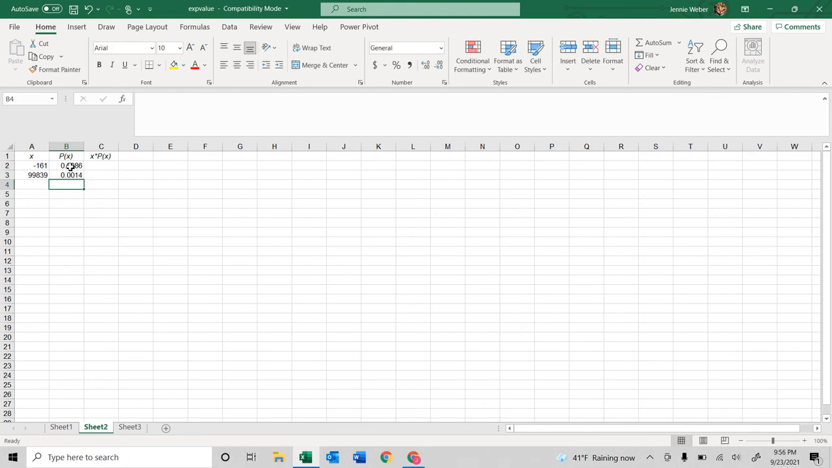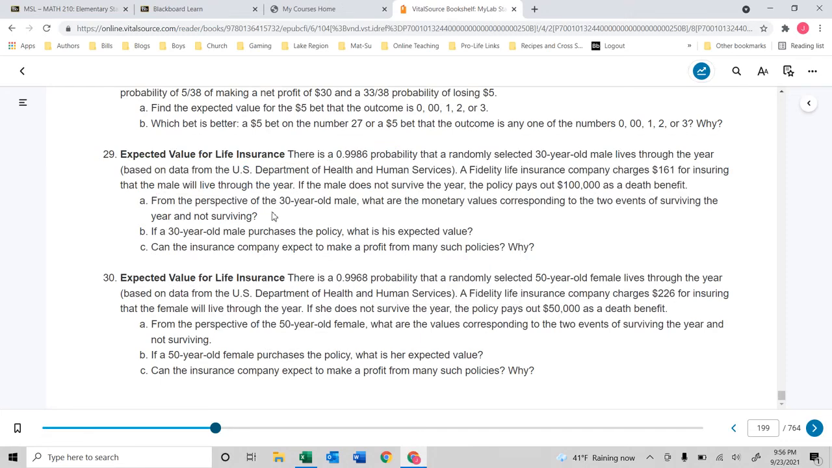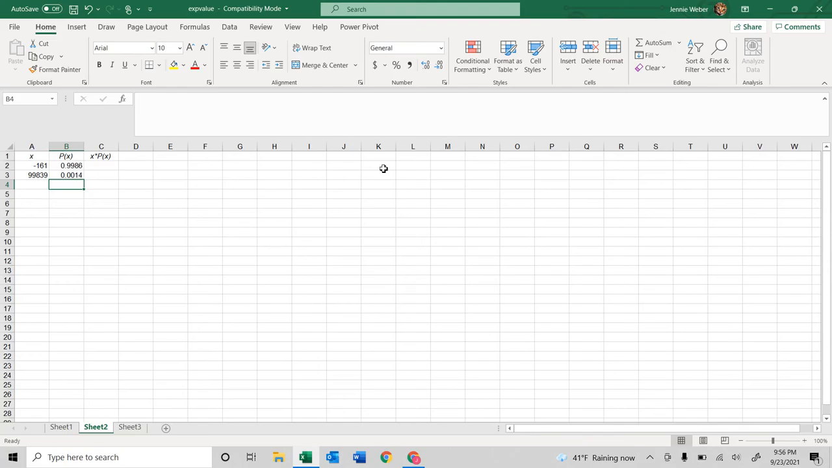So you can see here that we have a probability distribution. This equals 1. We have values associated with each one. Now, it's a small one, but it's a probability distribution. So these are our two monetary values, okay? So surviving, negative $161, not surviving, this $99,839.